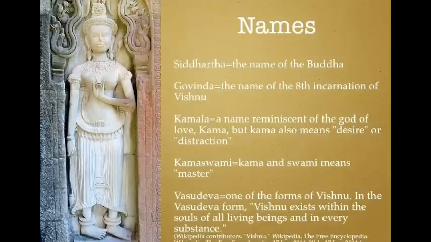And finally, we come to a very, very important name. And we're not going to see this name for a while. It's going to be chapter 9 before we actually figure out who Vasudeva is. But Vasudeva is one of the forms of Vishnu, like Govinda. And in the Vasudeva form, Vishnu exists within the souls of all living beings and in every substance. So everything has the god Vishnu in them through Vasudeva. Okay, that's complicated, and I think it will be made more real once we get to chapter 9 and we begin to realize who Vasudeva is.